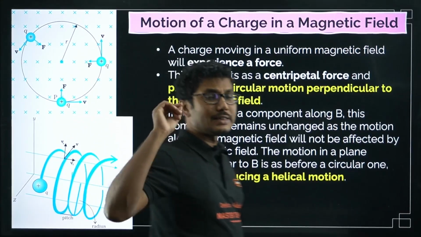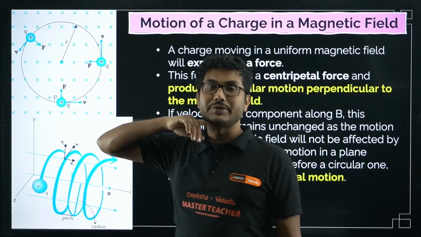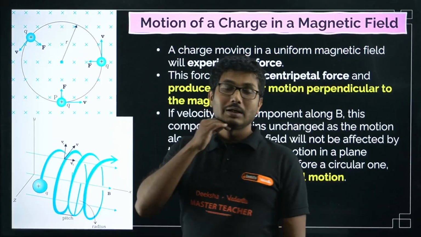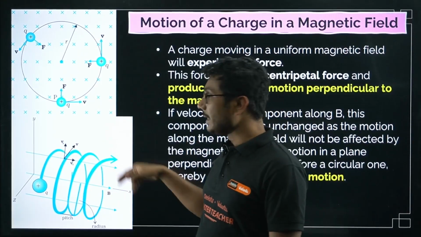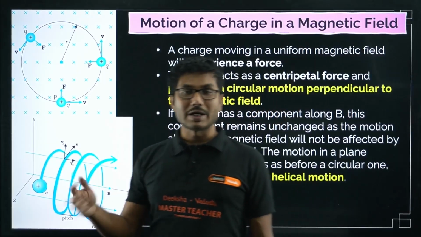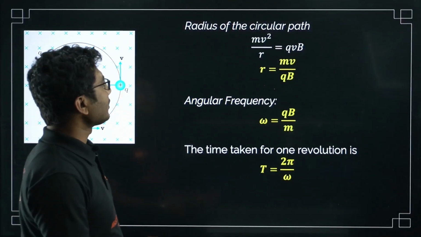So if theta is 90 degrees, there will be only circular motion. If theta is less than 90 degrees, there will be a helical motion. If theta is 0 degrees, it will move in a straight line, no acceleration, nothing. Okay, so now radius of the circular path.